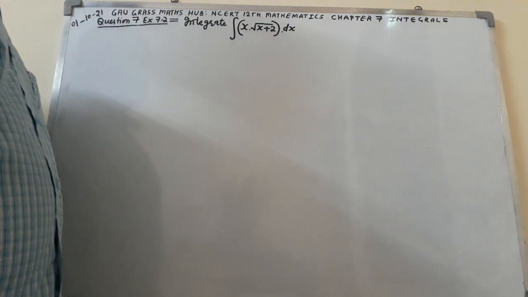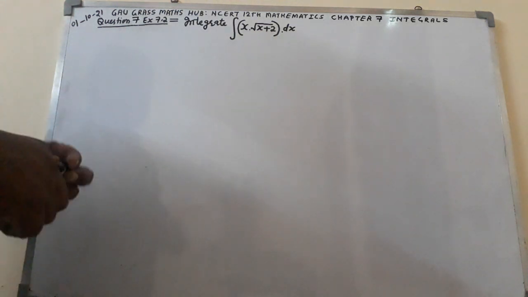I am going to explain question number 7 that has been taken from exercise 7.2, chapter 7, integral of NCERT 12 mathematics. The question is: integrate the integral of (x times square root of x plus 2) dx. This is the question about which I am going to discuss here. Here I shall write the solution.